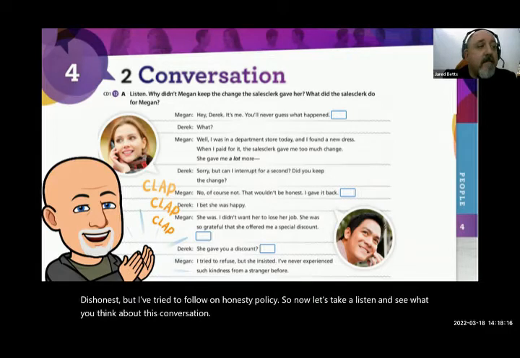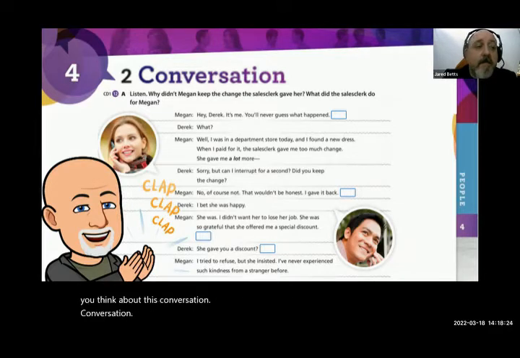Lesson 4. As I was saying, page 8. Conversation A. Listen. Why didn't Megan keep the change the sales clerk gave her? What did the sales clerk do for Megan?